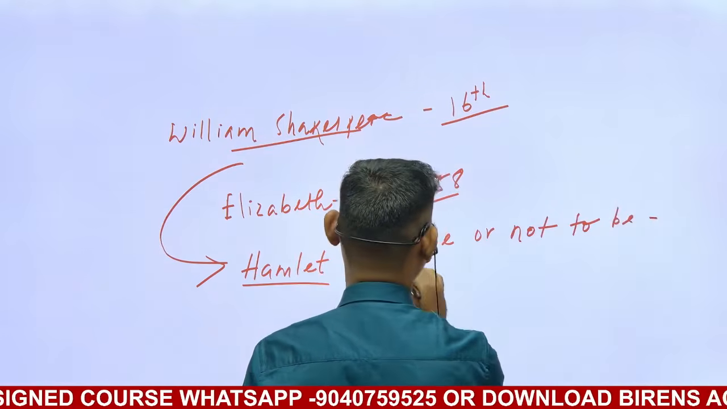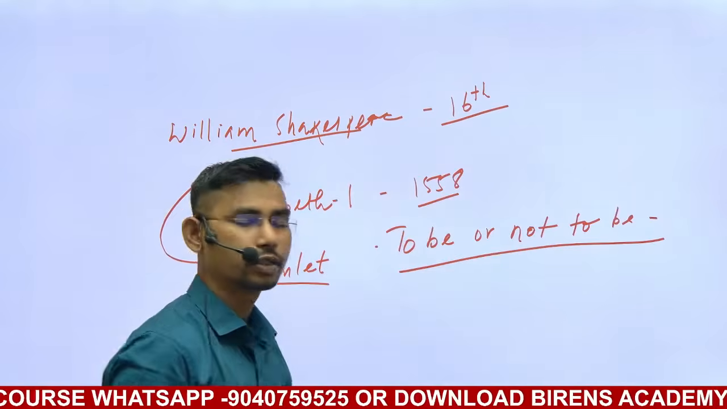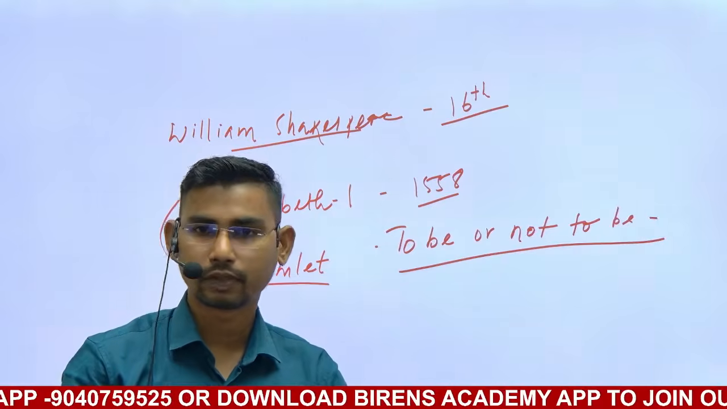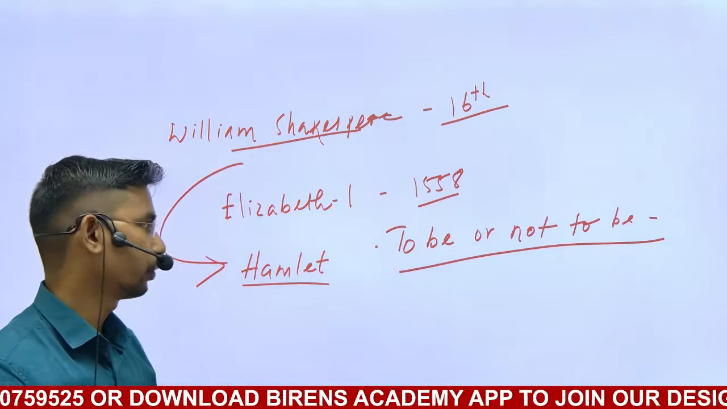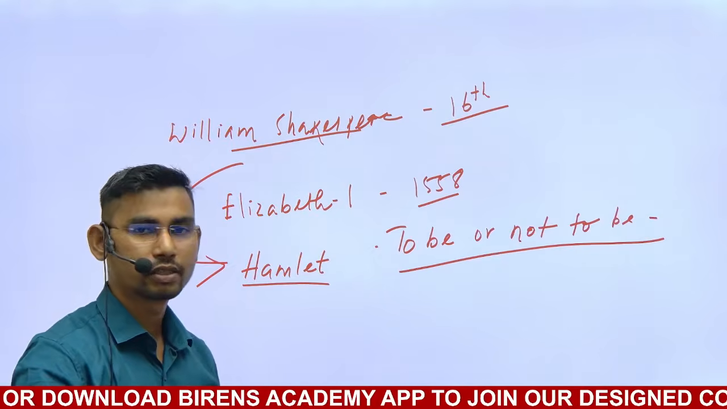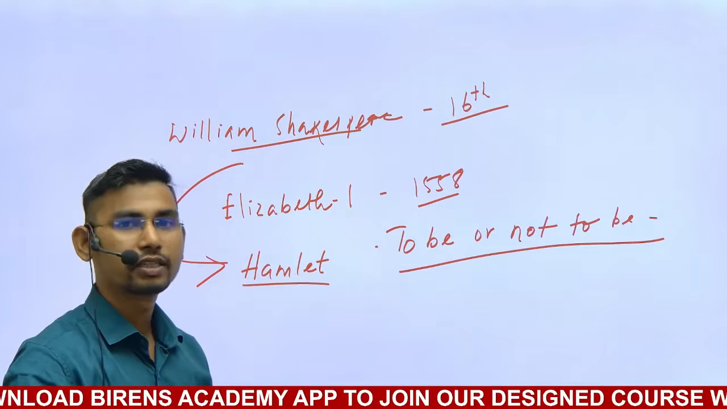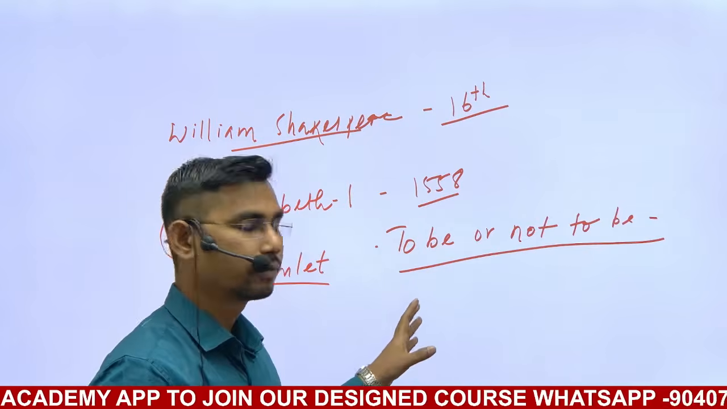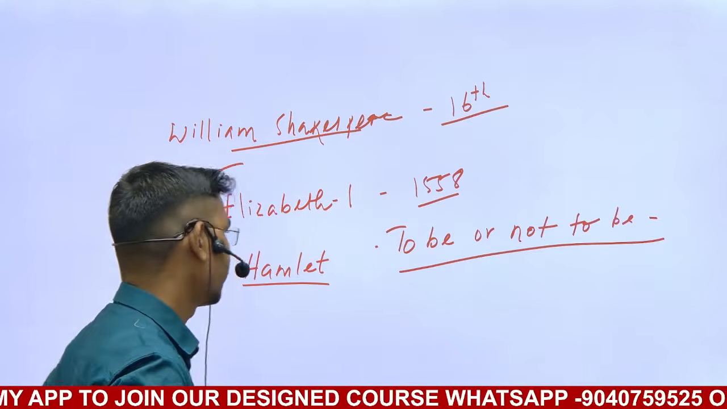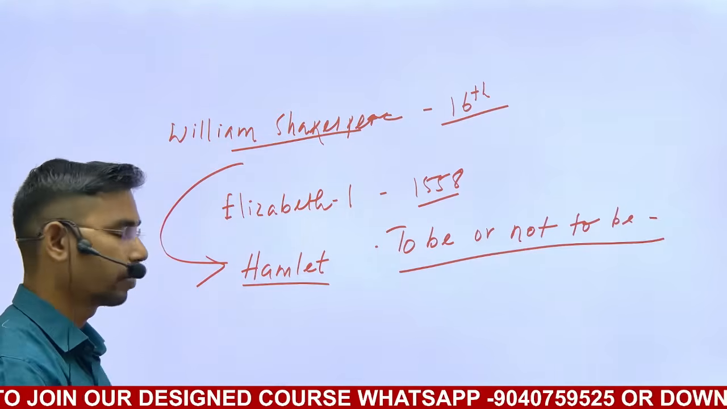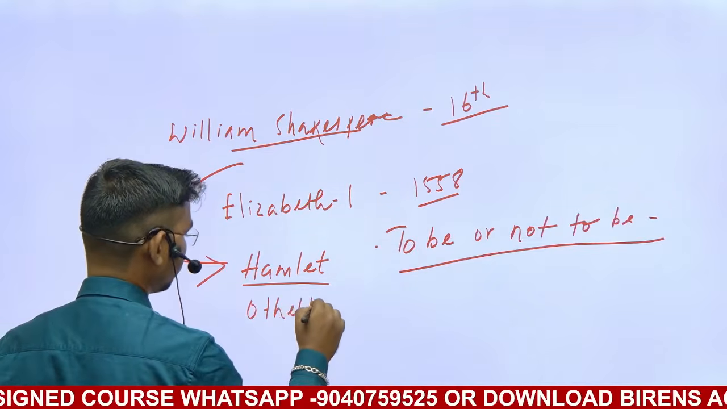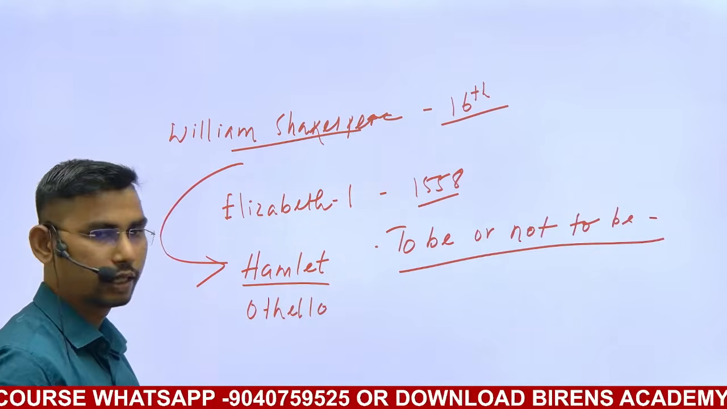Okay, you might be knowing this one. To be or not to be, that's the question, whether it's nobler in the mind to suffer the slings and arrows of outrageous fortune, or to take arms against the sea of troubles and by opposing end them. I personally like this monologue very much, and the entire drama also, Hamlet. Other than Hamlet, we are going to also discuss Othello, Macbeth, and so many other things.